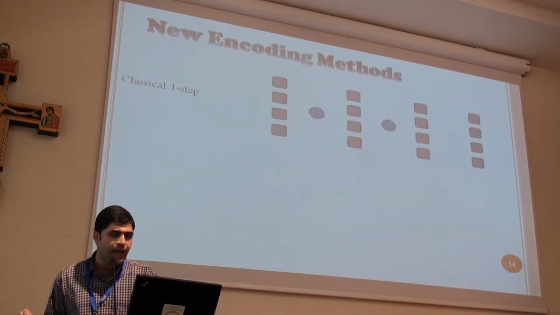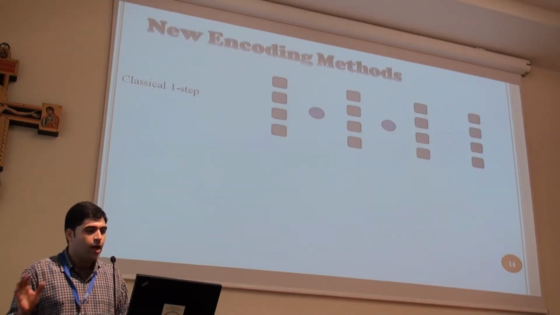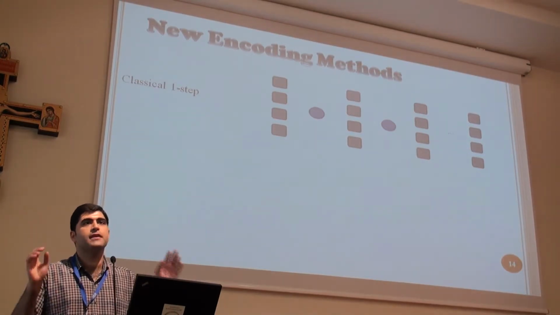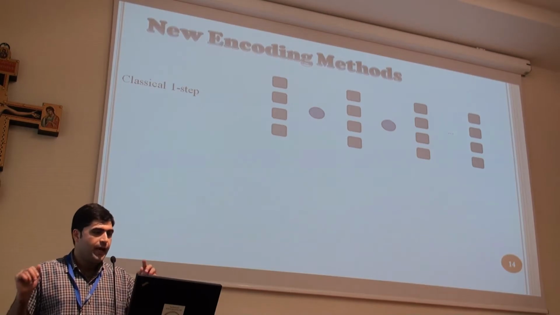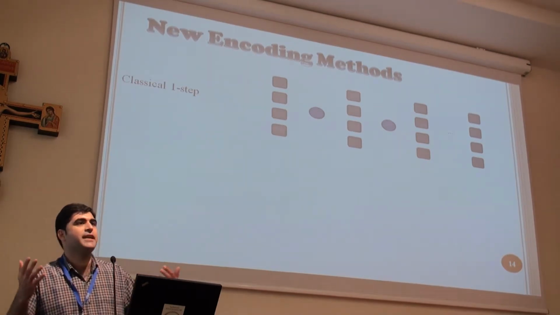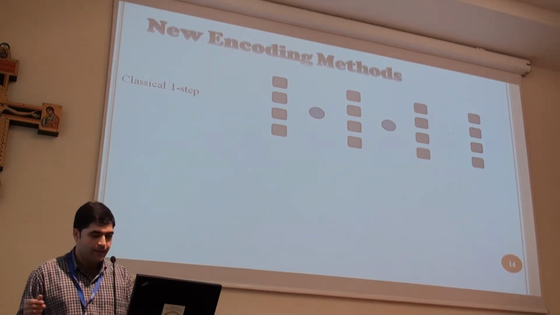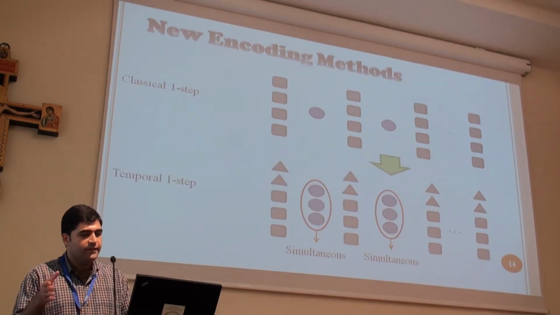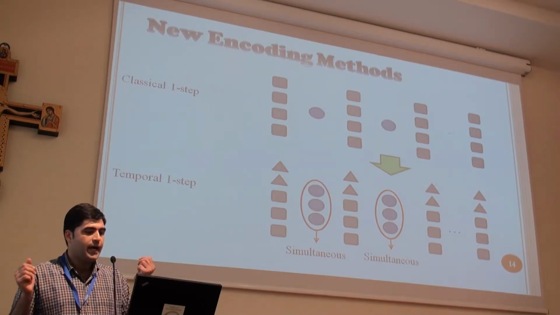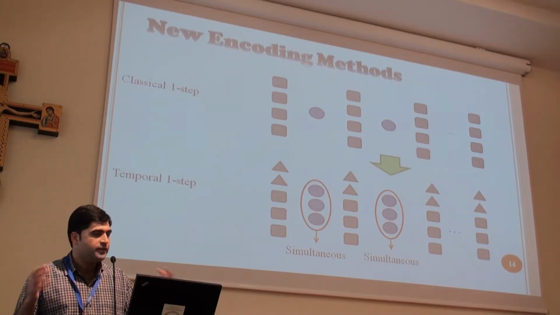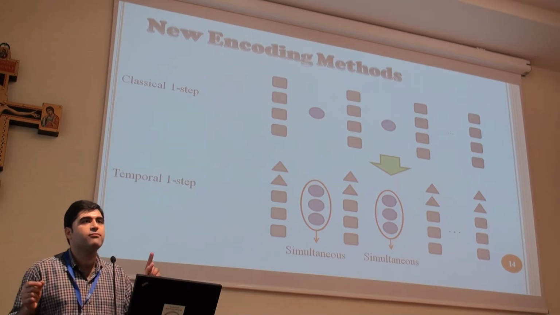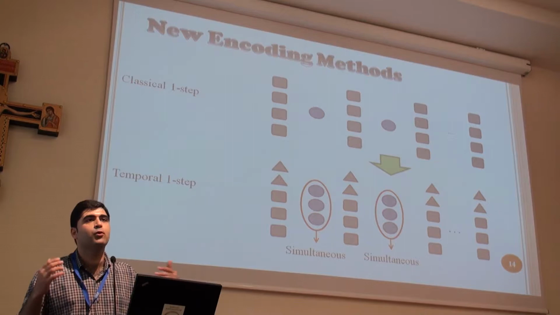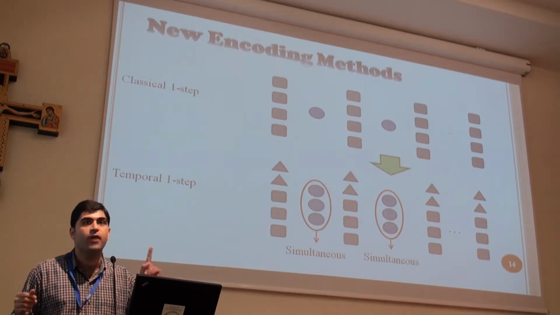Now, I mentioned that there are different encoding methods in classical planning. In temporal planning, we can have the same thing. Like I mentioned before, we have one-step temporal planning encoding, where we have just one time point in each step. Just one. We can have more than one event, but there is just one time point.